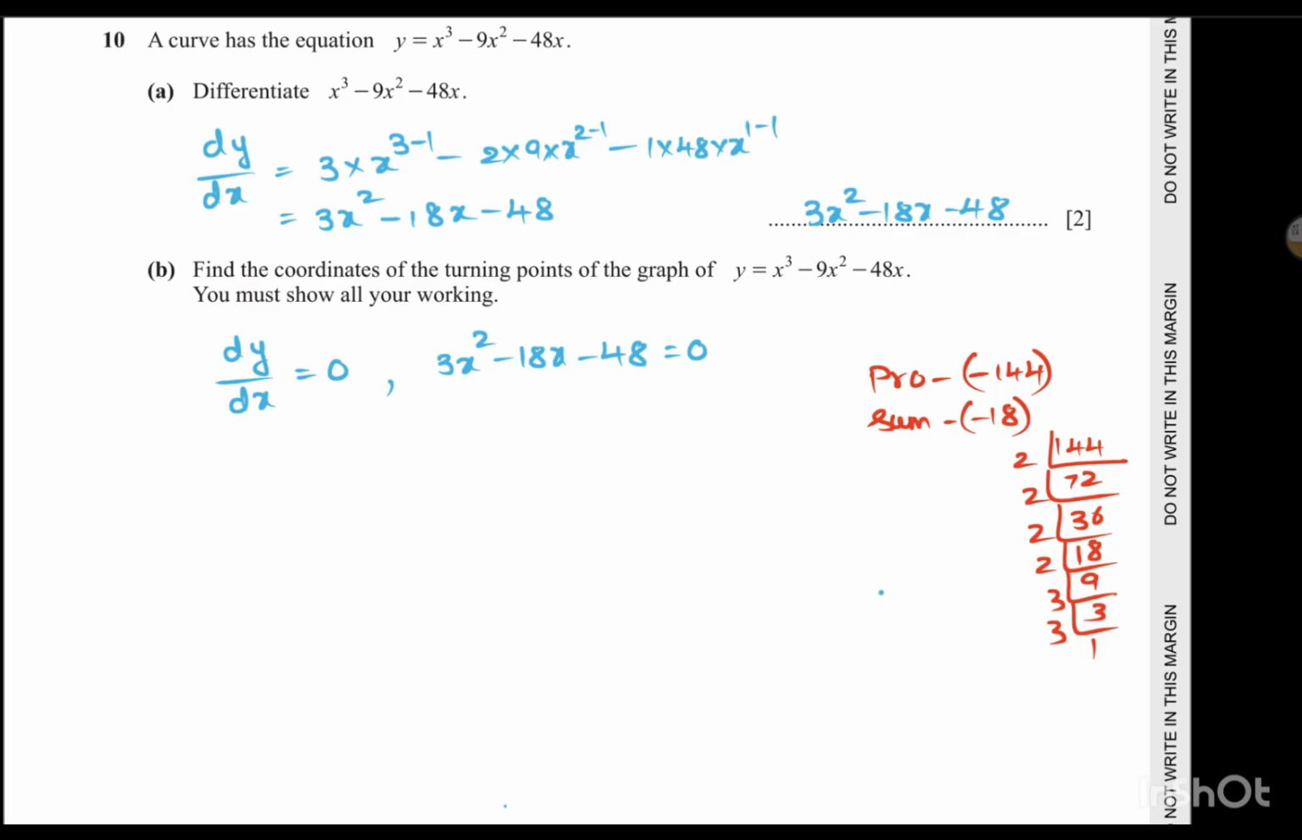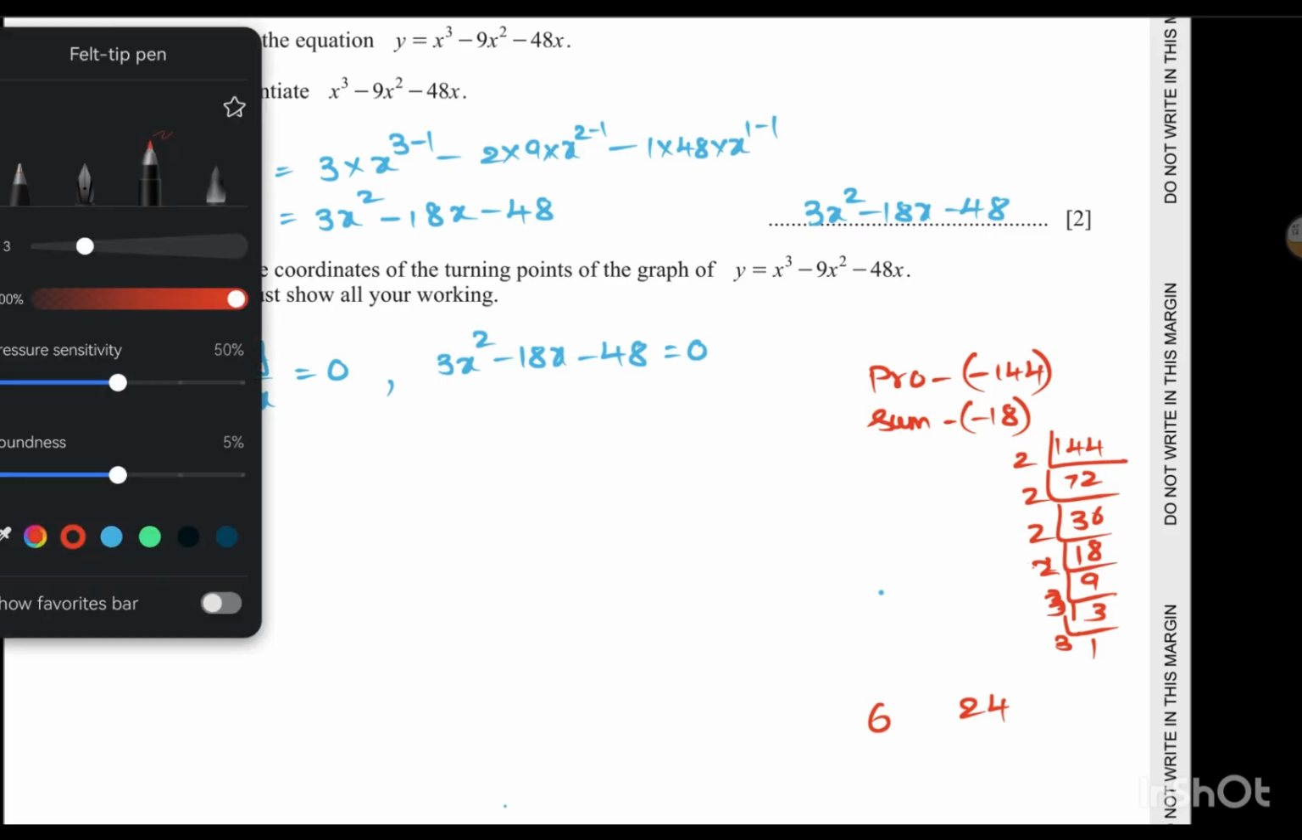Okay, we'll combine 3 and 2. Sorry. 3 2s are 6, 6 2s are 12, 12 2s are 24. 24 and 6. Yes, we can take 24 and 6. Okay.